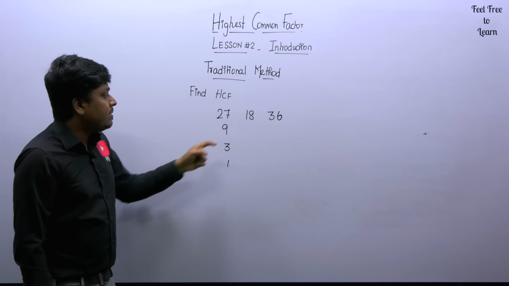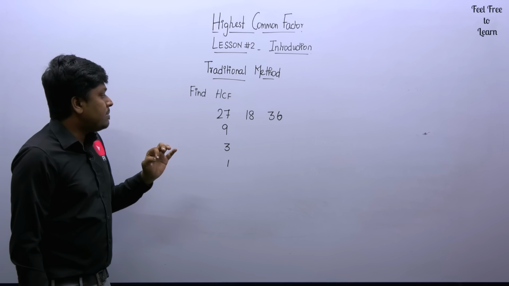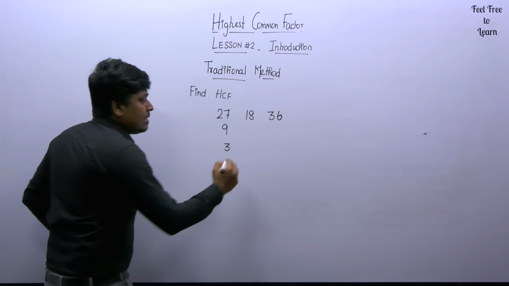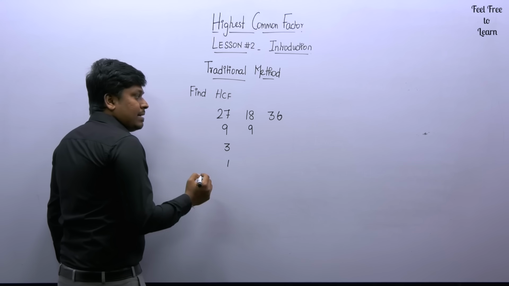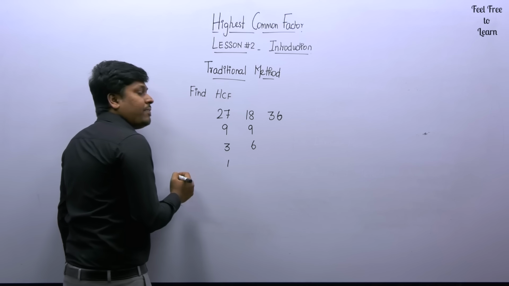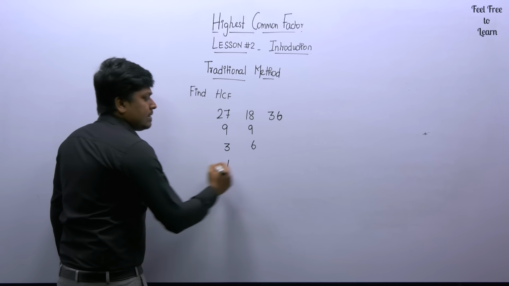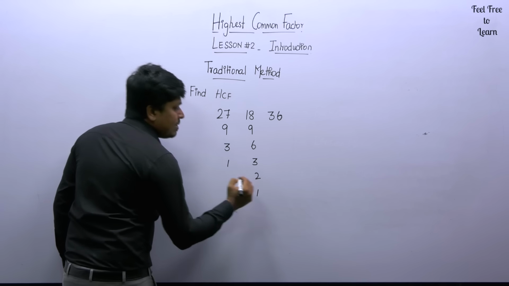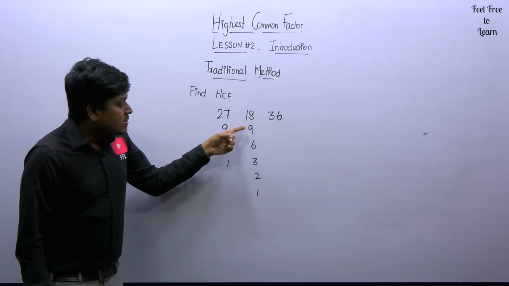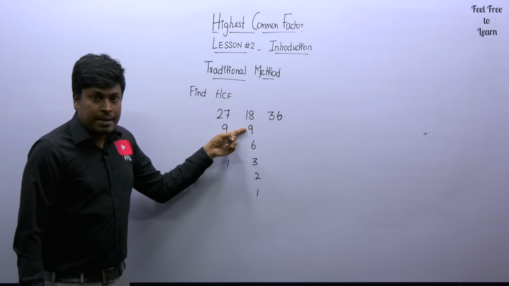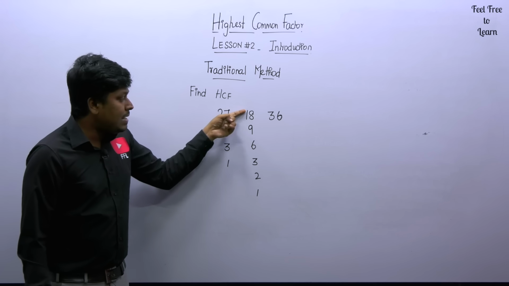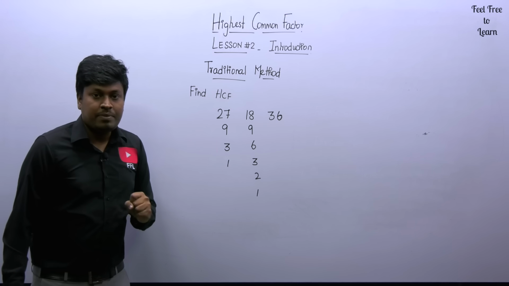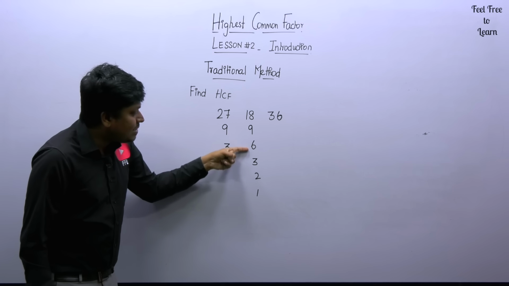Got it? Second will be 18. Check what are all the factors of 18. 9 2s are 18, yes, so 9 is one of the factors. 6 3s are 18, so 6 is one of the factors. Then 3 is one of the factors, then 2 is one of the factors, and 1 is one of the factors. Got it or not? If you divide 18 by 9 you get 2, 18 by 6 you get 3, 18 by 3 you get 6, 18 by 2 you get 9, and 18 by 1 you get 18. So these are the factors of 18.